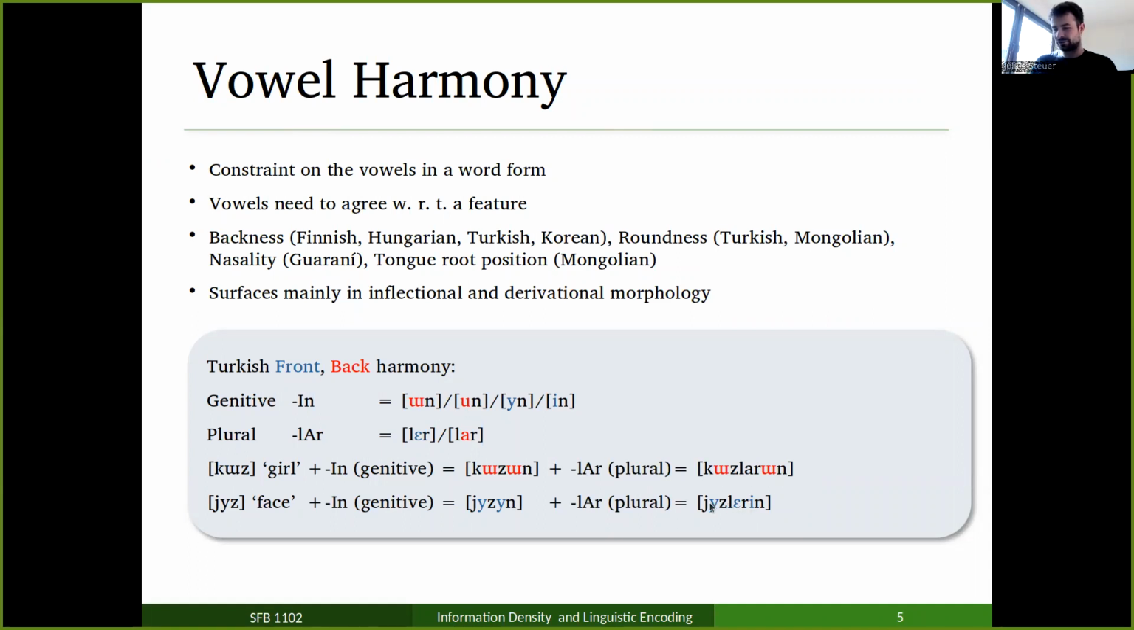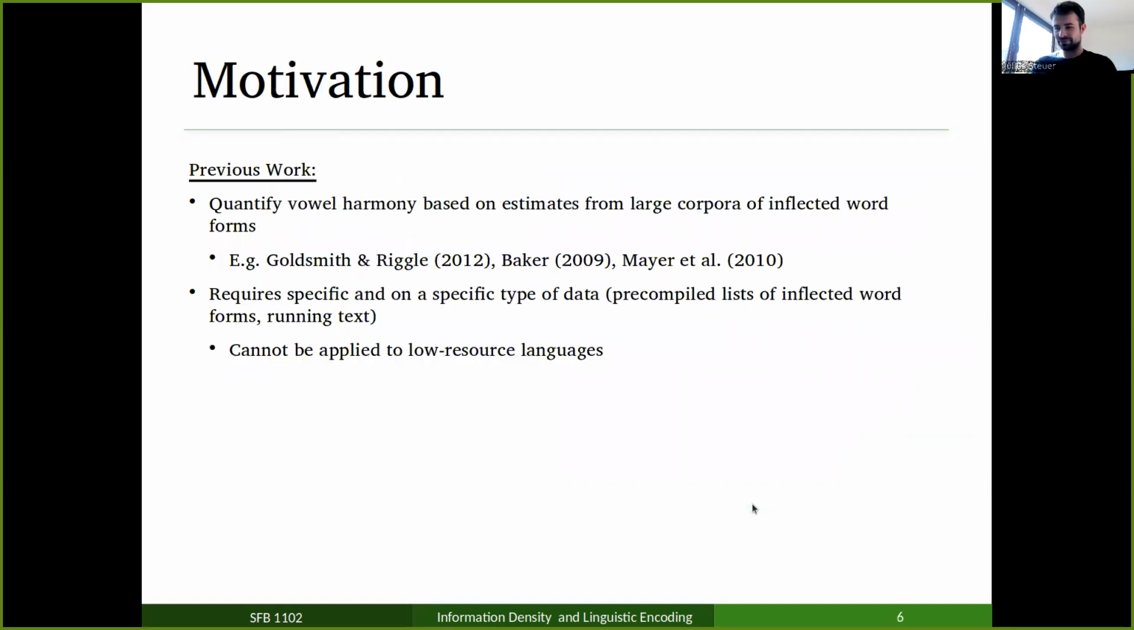And for the second word, for face, something more complex happens. The first vowel is front, and the plural suffix is in its front form. And the genitive suffix changes in form because this is actually an unrounded vowel, therefore the genitive suffix also contains an unrounded vowel.